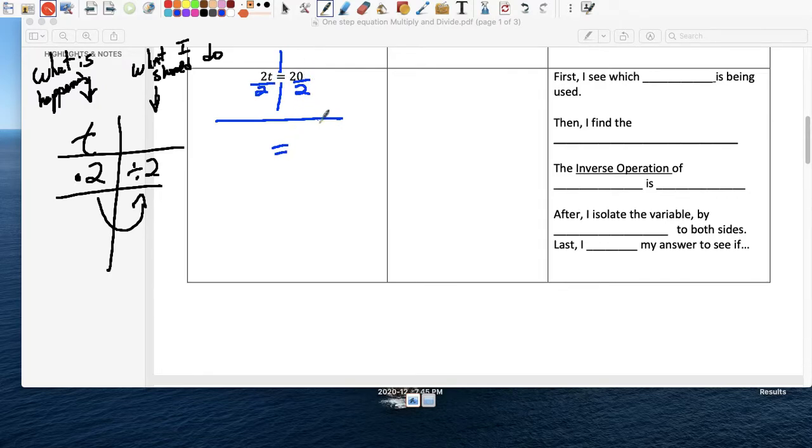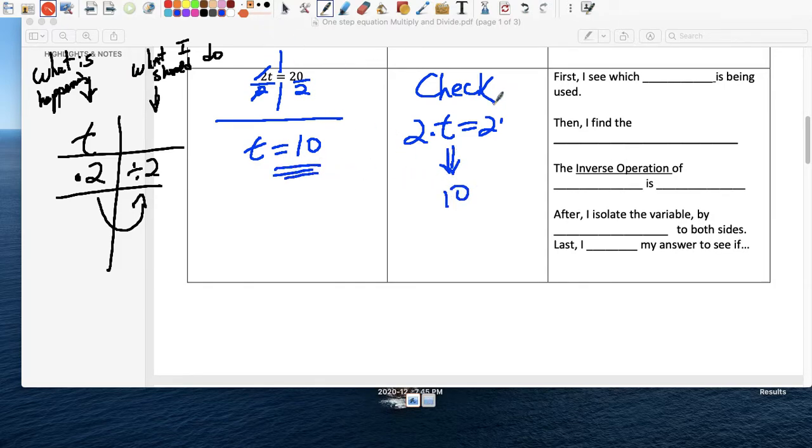On the right side, 20 divided by 2 is 10. Right? And on the left side, 2 divided by 2 is 1. And 1 times t is t. Check. 2 times t equals 20. Let's replace that t with the value that we found, which was 10. And let's copy everything else. So it's 2 times 10 equals 20. So does that side equal the other side? Do both sides equal each other? Yes, they do.